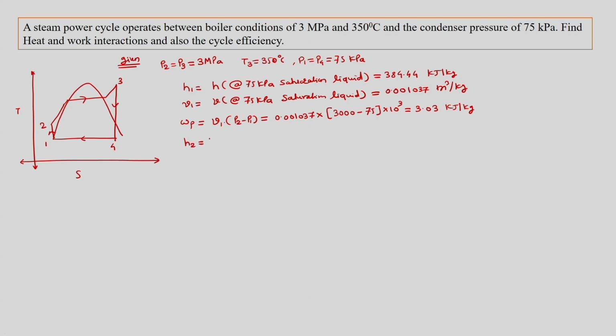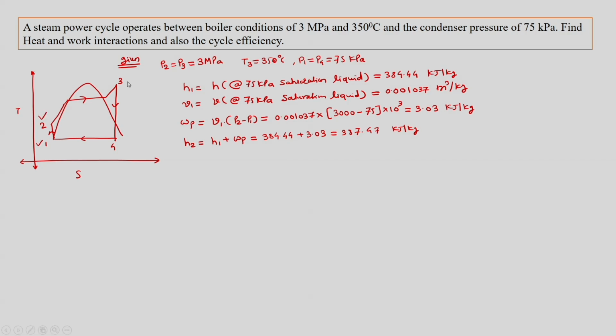Hence we can find out H2. H2 is equal to H1 plus pump work. So H1 is 384.44 plus 3.03, and this gives us H2 as 387.47 kilojoule per kg. So we know now state 1 and state 2.